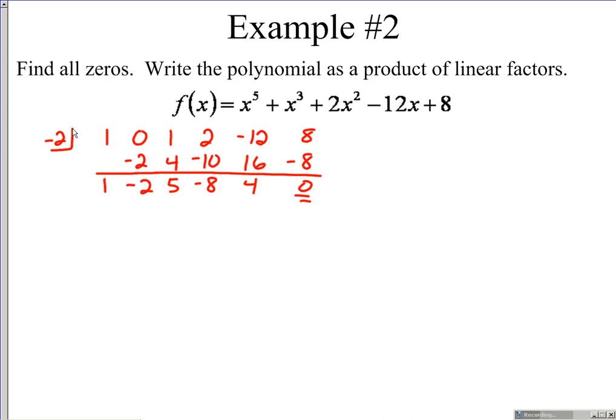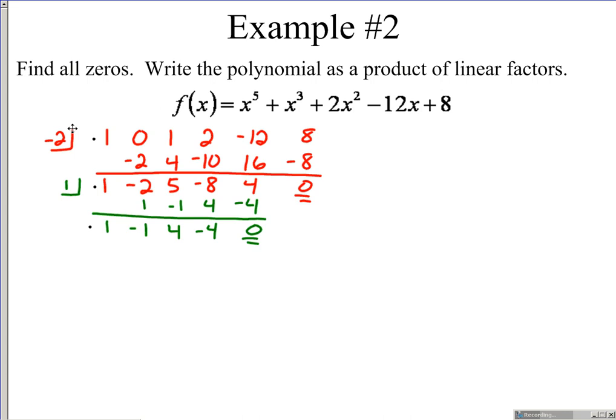Our graph came down and touched at 1, so we know 1 is a solution. Let's show that that is. Remainder of 0. We've now gone from a degree 5 polynomial up here to degree 4 right here to degree 3 right here, so we still don't have it down to a quadratic. We have no other intercepts shown on our graph, so what do we do from here?